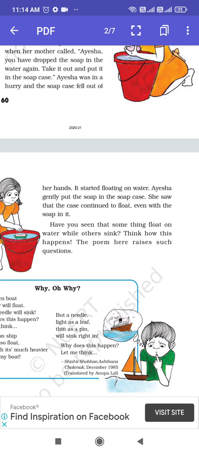Have you seen that some things float on water while others sink? Think how this happened. The poem here raised such a question. Okay, soap. So the density of the soap case and the density of soap are more or less different. For example, the density of soap is more, the density of the soap case is less. Second thing, that soap case was made up of plastic. So plastic definitely will float on the surface.